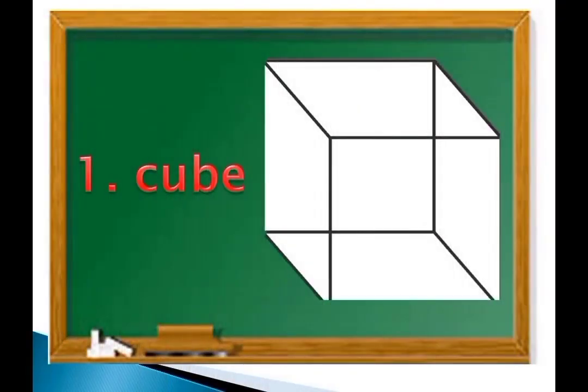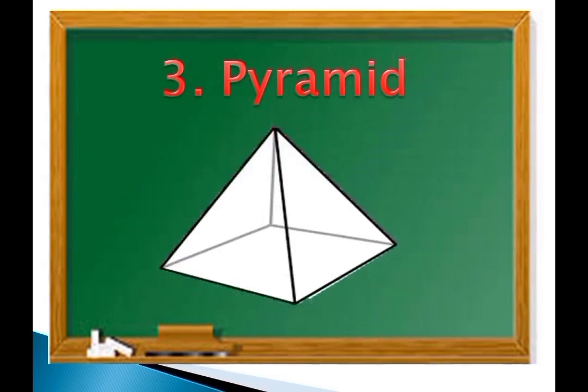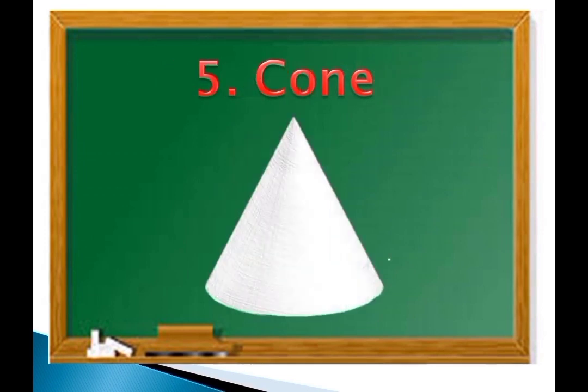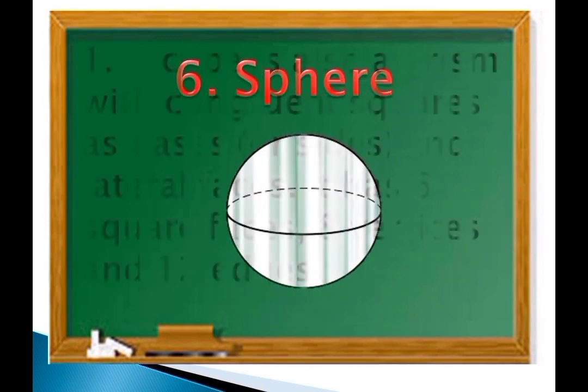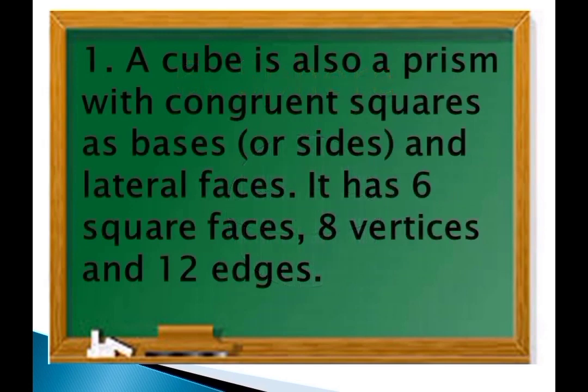There are different types of solid figures. 1. Cube. 2. Rectangular prism. 3. Pyramid. 4. Cylinder. 5. Cone. And 6. Sphere. A cube is also a prism with congruent squares as bases or sides and lateral faces.